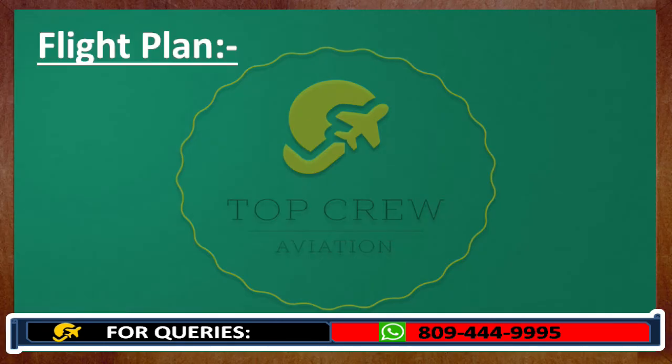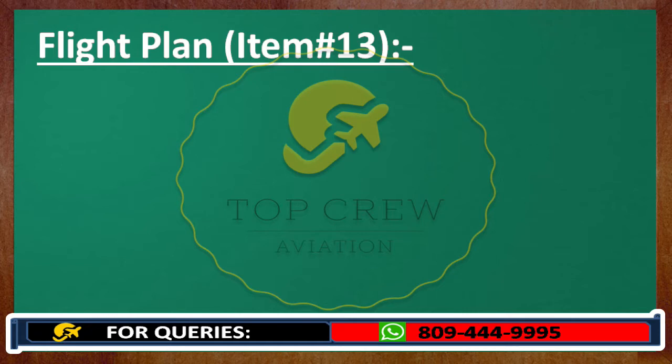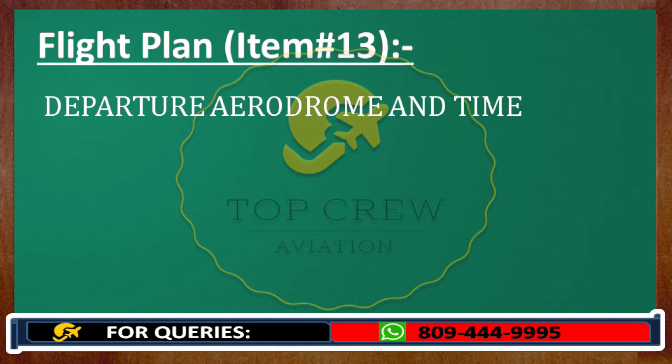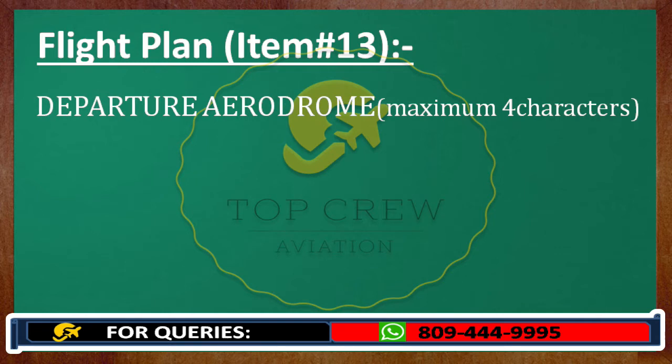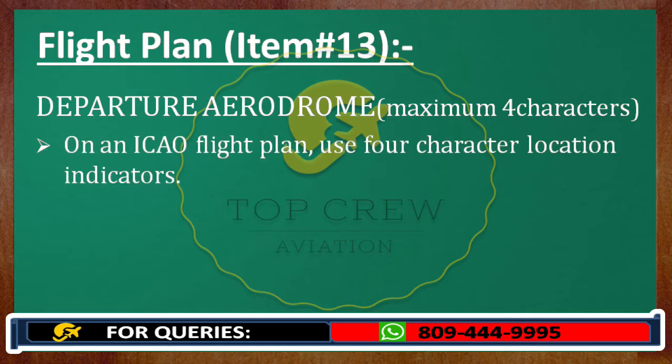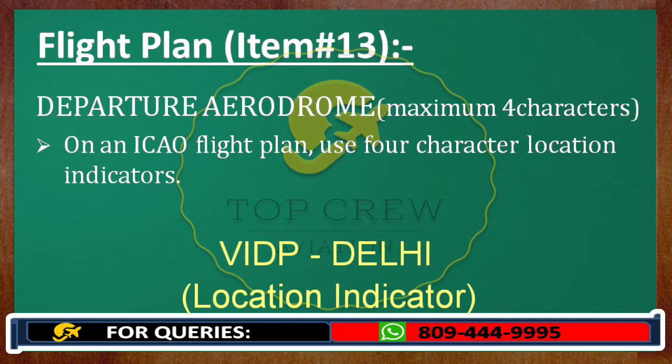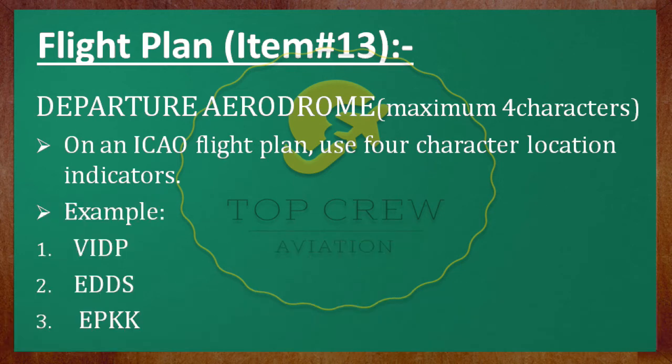Now we would proceed for item number 13. It is for departure aerodrome and time. So now we all know about departure aerodrome. Maximum characters would be 4. On an ICAO flight plan, we use 4 characters, that is location indicator, as we discussed earlier, VIDP, that is the location indicator for Delhi. So we can write VIDP in departure aerodrome box because there are just 4 letters and we are also having just 4 letters, so we can put into this.